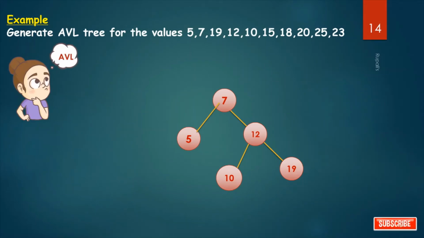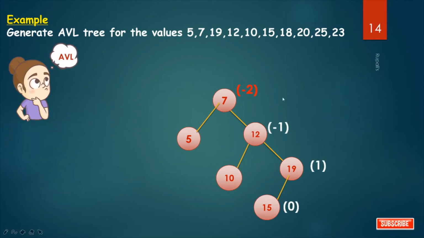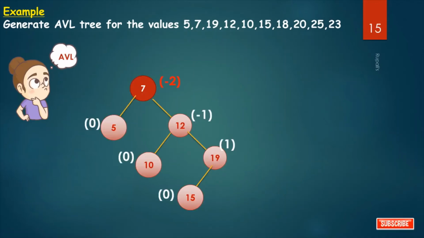You have to insert 15. So 15 is greater than 7, greater than 12, less than 19. So 15 is the left child of 19. Now check the balance factor. It is 0, it is 1, it is -1, it is -2, it is 0 and it is also 0. Now tell me which one is our A node. The newly inserted node is 15, and which one is our A node? Obviously this node is our A node.